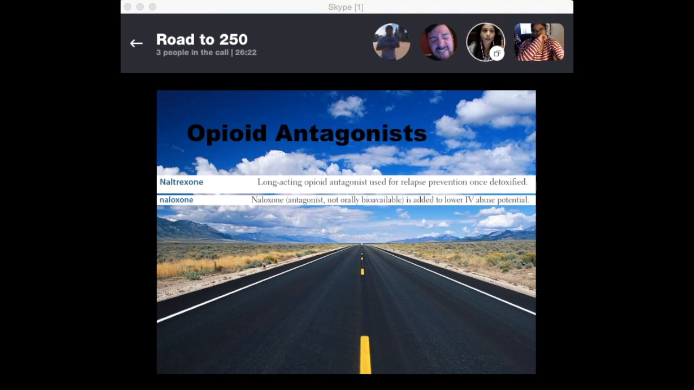So to get a little bit into that, like I said earlier, I should have switched it around, but naloxone, the second drug that you see on the slide, is an antagonist. It is not orally bioavailable, so it's added to lower IV abuse potential. It rapidly will terminate respiratory depression, so it's going to be the first thing that we use in terms of management in a patient who's overdosed, and it rapidly terminates other toxic effects.